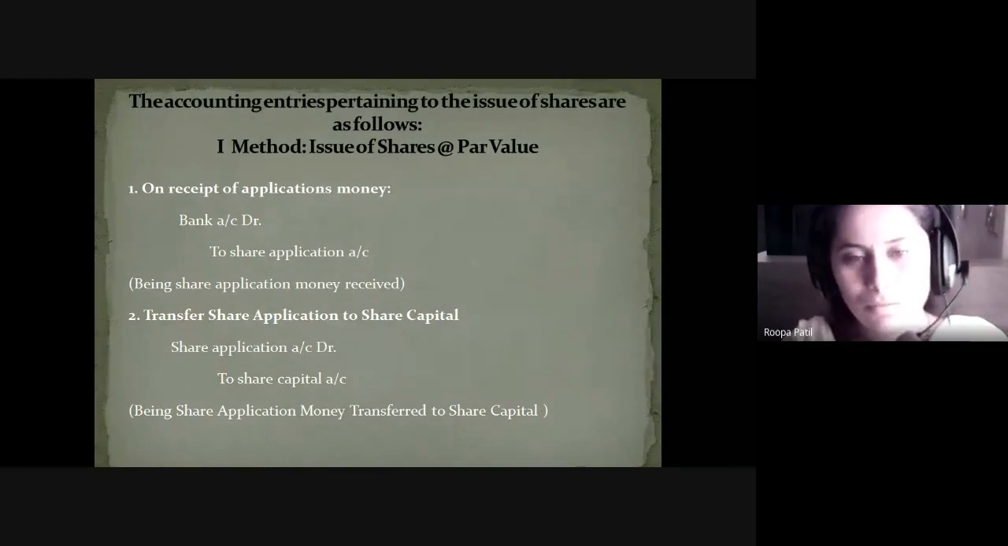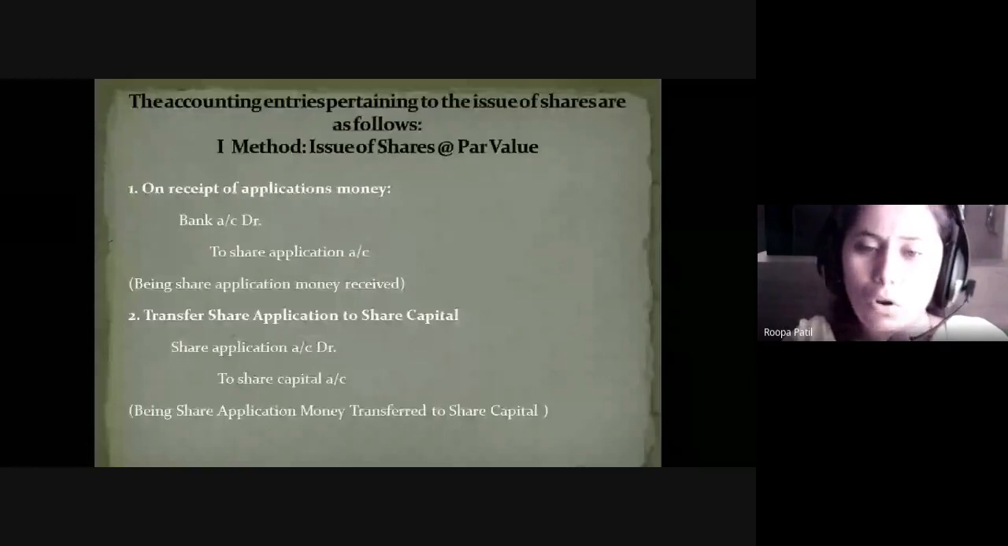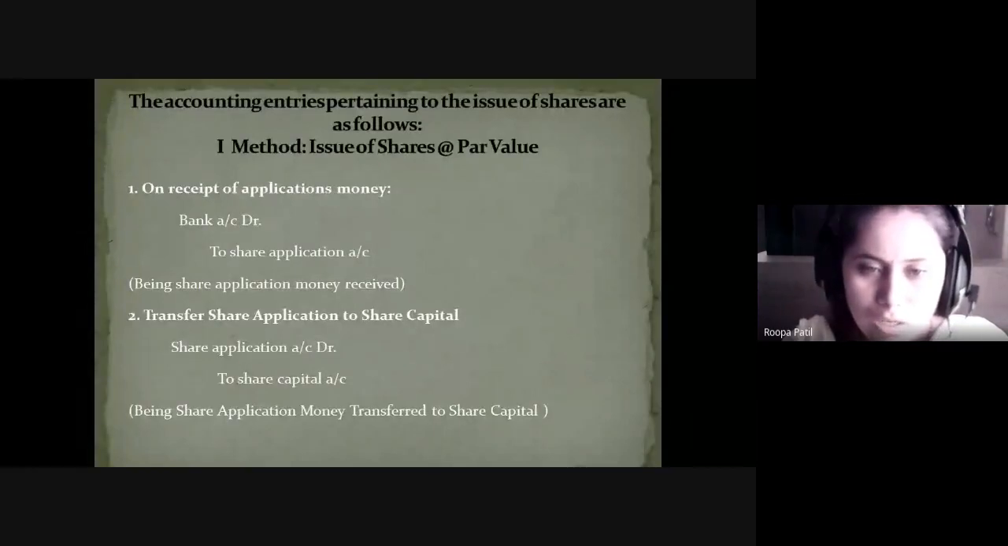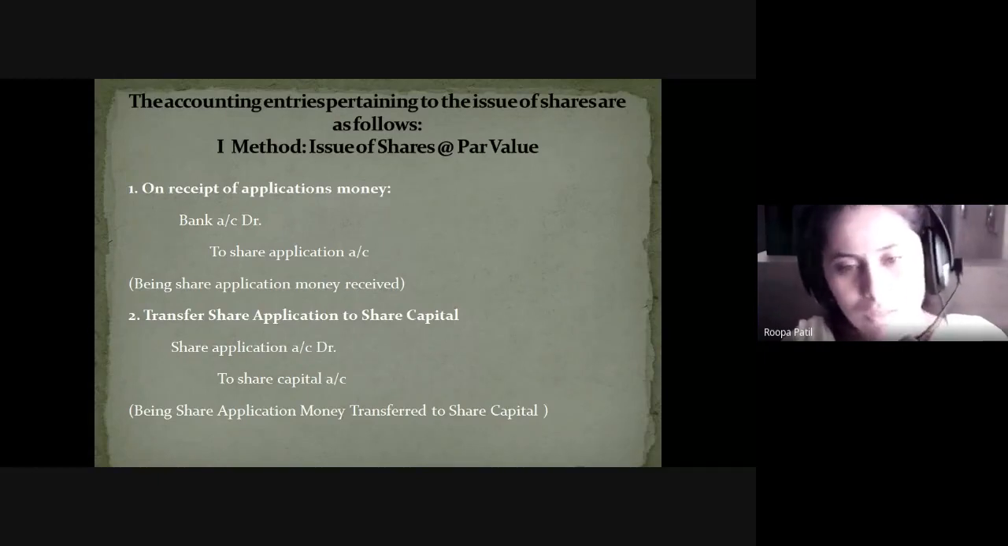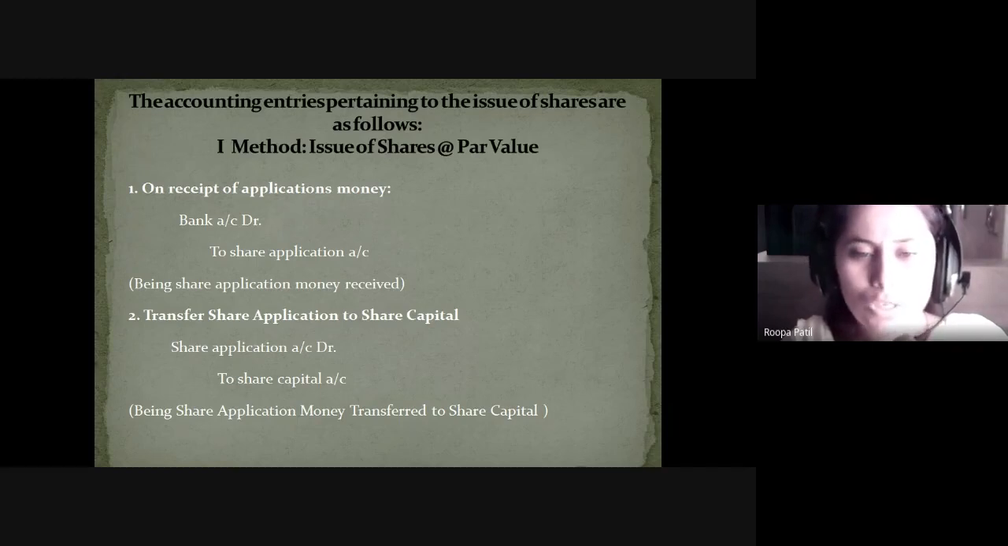Entries are same. And when you record the transfer entry, share application account debit to share capital. Where are you transferring that money? To the share capital. Right? This is the transfer entry relating to the share application. Then when you transfer the share allotment, instead of application, share allotment account debit same to share capital. When you transfer the share call account, share call account debit to share capital. Only the word is changed.